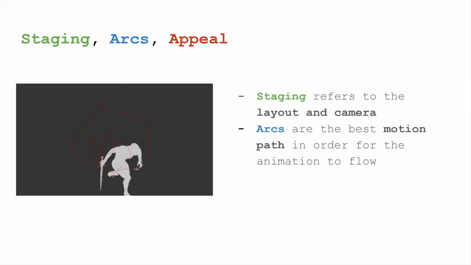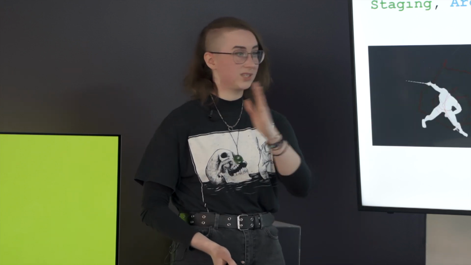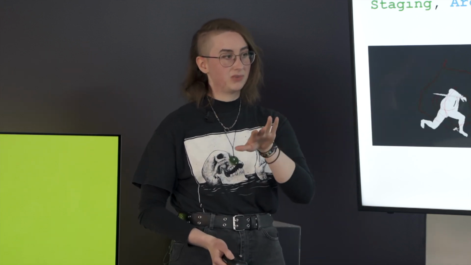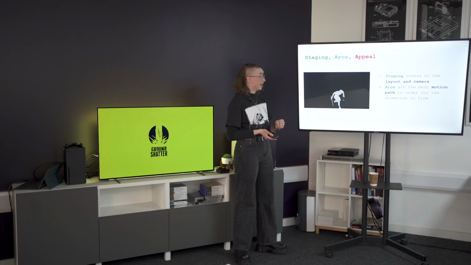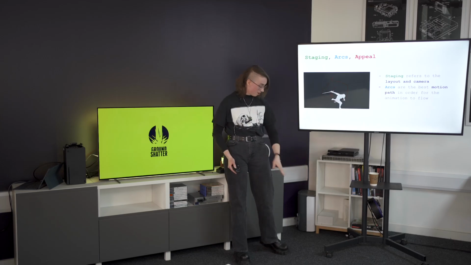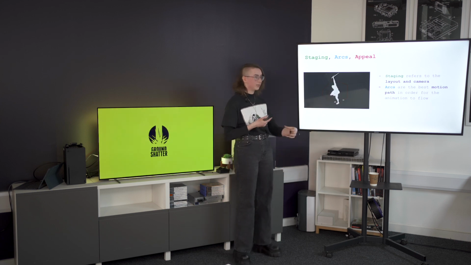Arcs are the best motion path in order for the animation to flow. Nothing in the human body moves in a straight line. Everything has some kind of bounce to it. Everything has some kind of figure of 8 or something. And everything has an arc. When you're walking, your arms are coming up and down in a normal way, even if you're walking quickly, even if it's a little bit jagged.